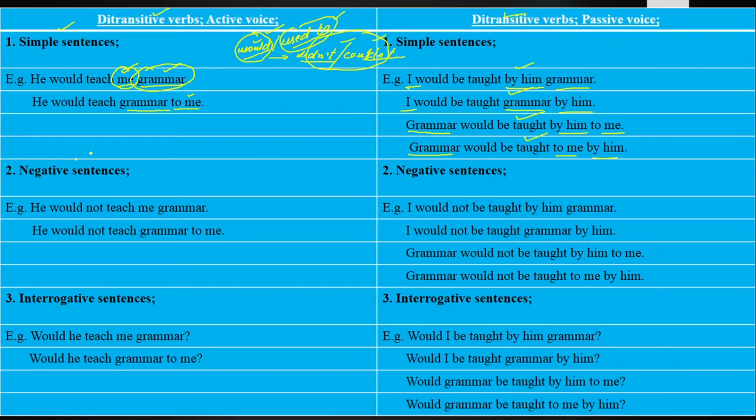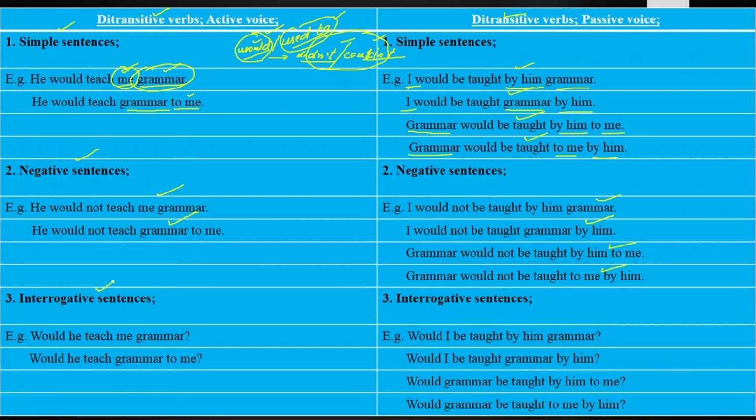Negative sentences are those sentences in which we deny or reject the statement. He would not teach me grammar. He would not teach grammar to me. There are four ways to change them. I would not be taught by him grammar. I would not be taught grammar by him. Grammar would not be taught by him to me. Grammar would not be taught to me by him.